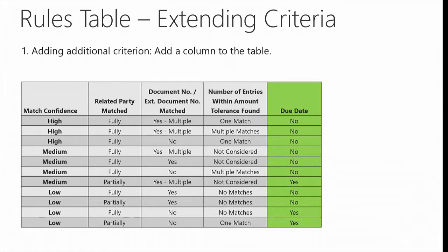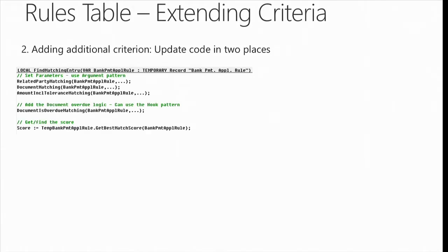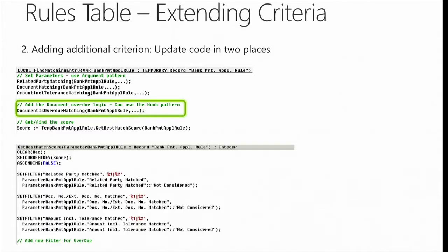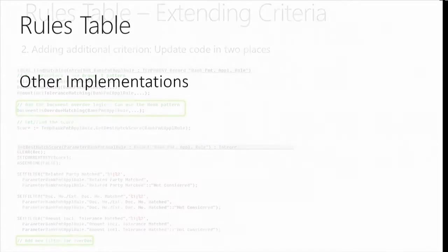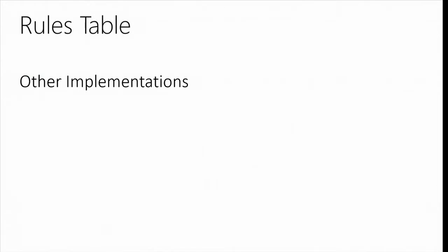So, for example, if we want to add the criteria for finding those matches that are overdue, then I add a column to the table and just add a few things to the code. The first thing we add to the code is a calculating function just to figure out the value, if it is a yes or a no, as we have seen in the past slide. And also, I need to add the filters that will run against the rules table I have already defined. So that is simple.